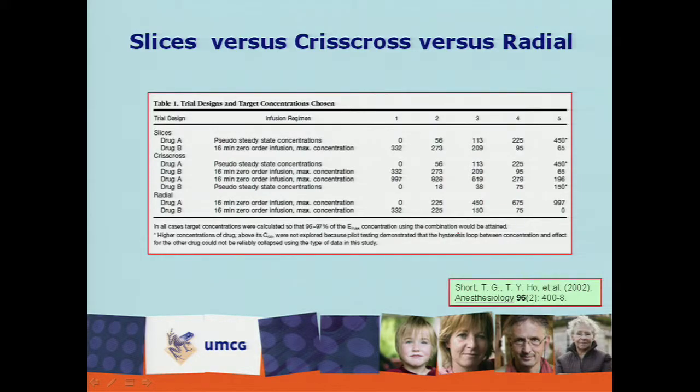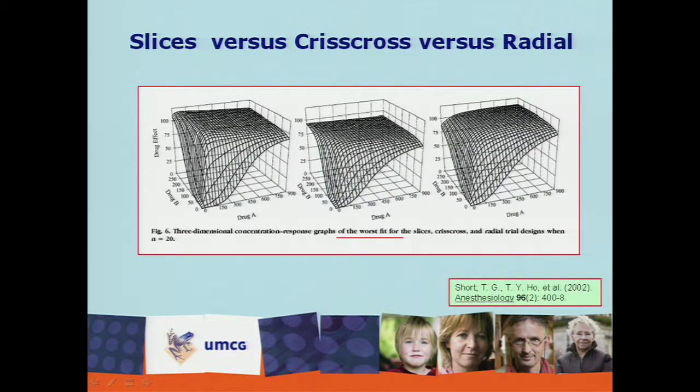These are some results of that study. And this is a three-dimensional concentration response graph of the three approaches, and this is the worst fit. And you clearly see that you have some bulging problem here. This fits quite nice at the surface, and here you have a problem over there too. And here it doesn't come to the maximum effect.